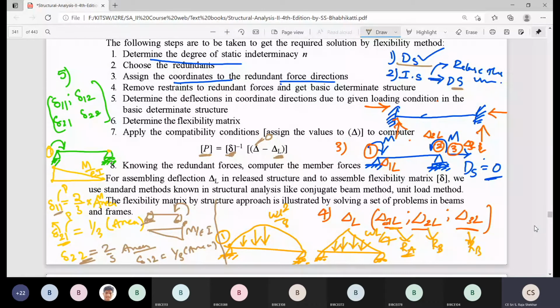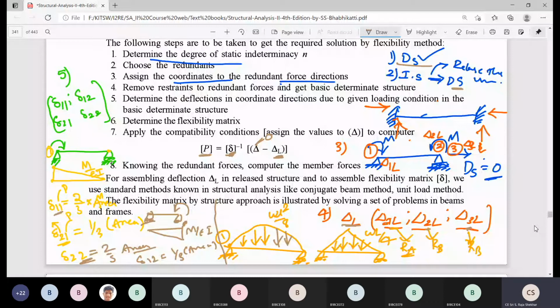For the determinate structure, we need to draw the free bending moment diagram due to applied load. That bending moment diagram will be considered as the loading in the conjugate beam method. We need to calculate the deformation due to loading at coordinate direction 1, coordinate direction 2, and coordinate direction 3.